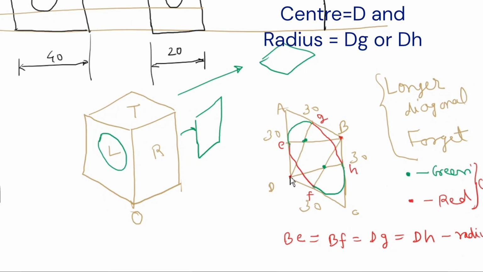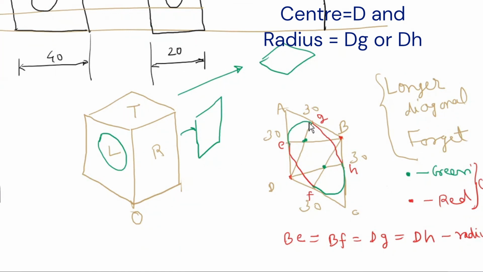Then with D as center, again the shorter diagonal, D as center, DG, DH. So DG is equal to DH, and that is also equal to BE is equal to BF. So with D as center, draw an arc. Okay, so you got an arc and another arc. So this red portion of the ellipse is done.